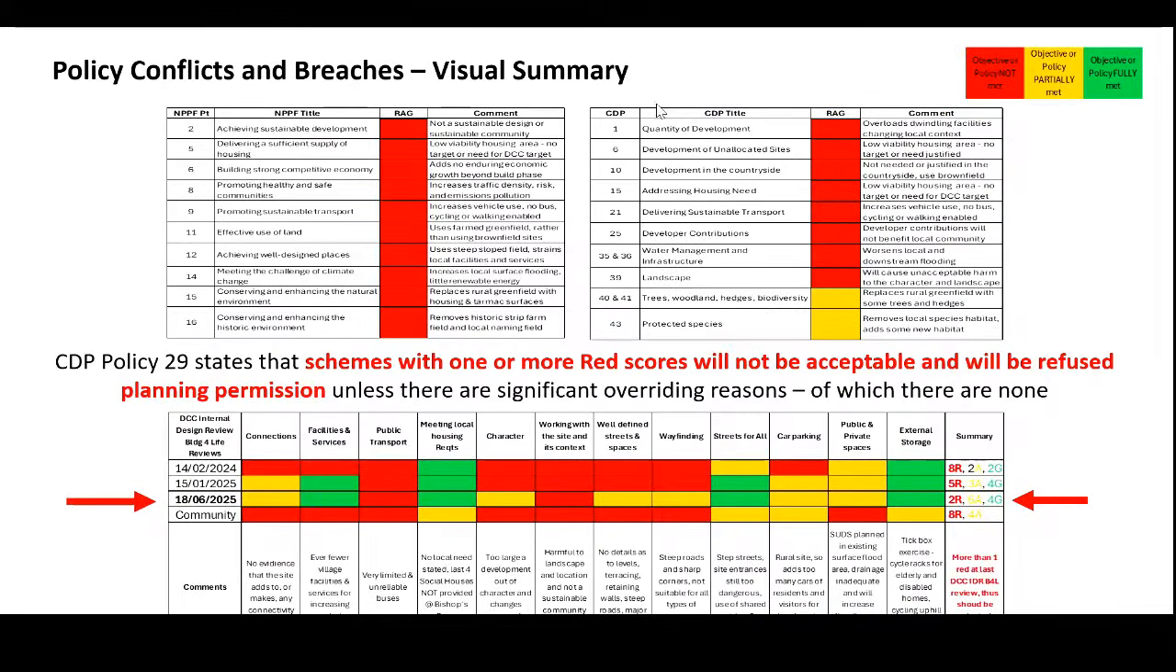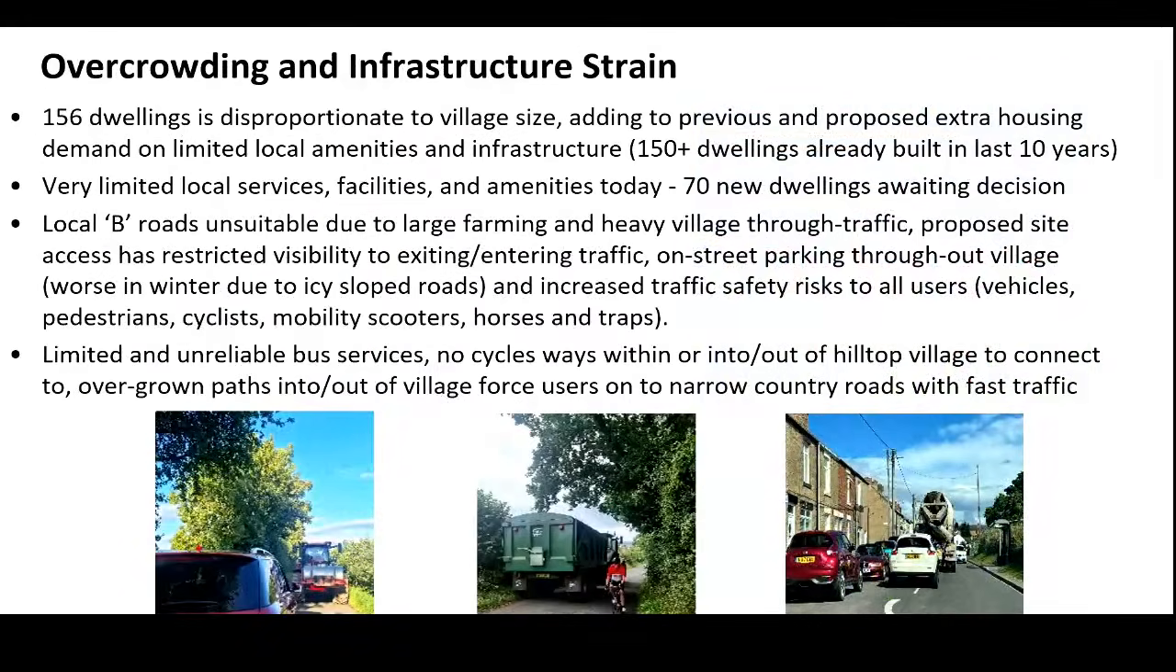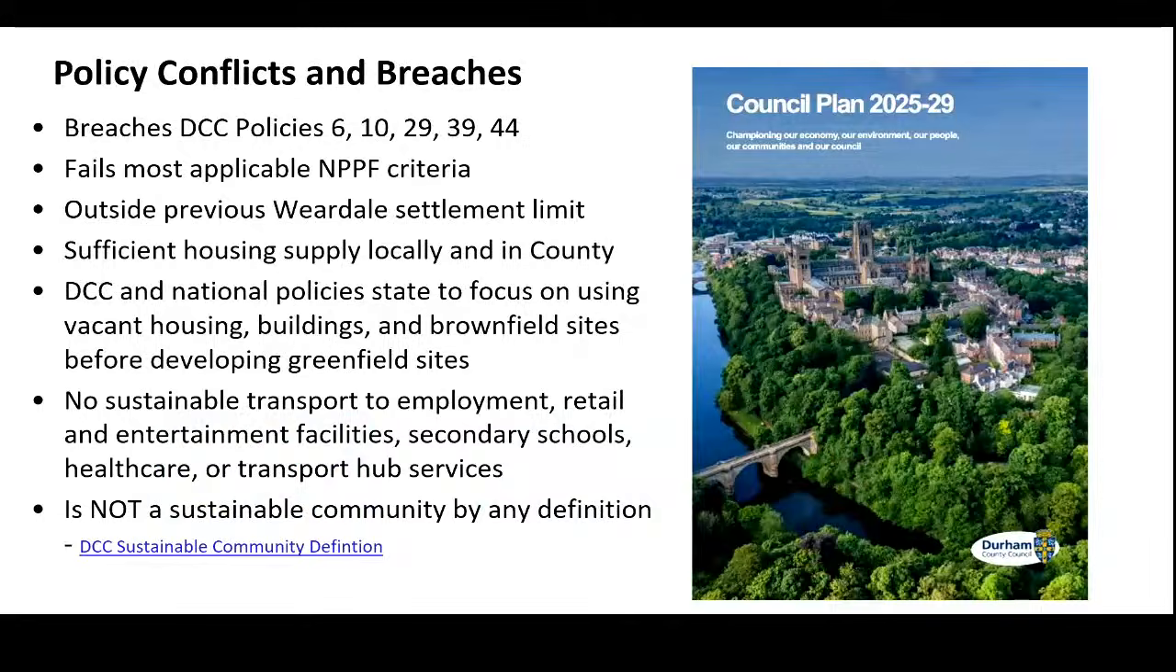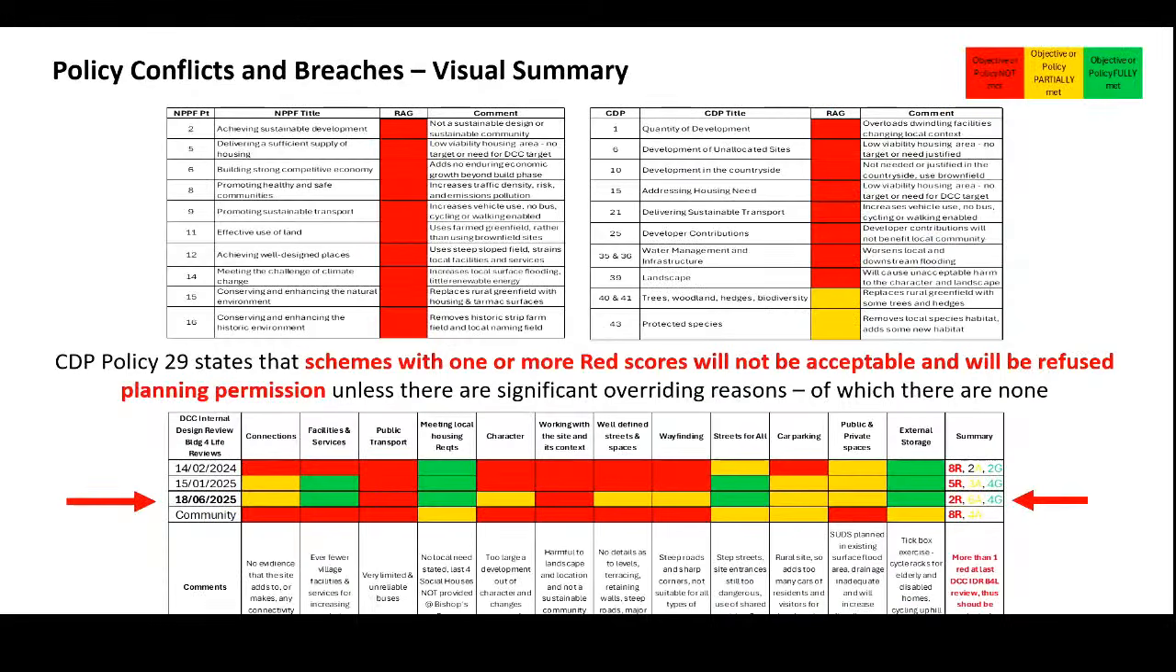Picture paints 1,000 words. CDP 29 states one or more red scores are not acceptable and will be refused. There are no overriding reasons to have this application approved. We request you follow the evidence or lack of evidence provided by the planning case officer in his committee report and the Building for Life documents and planning policies to categorically reject this planning application. Thank you.